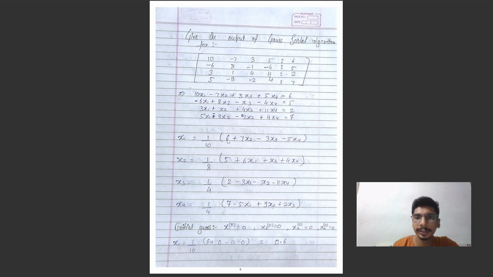6 is the constant, here we take from here, and 7x2 minus 3x3 minus 5x4. Now putting the initial guess equal to 0, x1(0) will be 0, x2(0) will be 0, x3(0) will be 0, x4(0) will be 0. This is the first iteration in which we put the values of x1, x2, x3 and x4 equal to 0. After putting the values of x1, x2, x3, x4 as 0, we got x1 equal to 0.6.